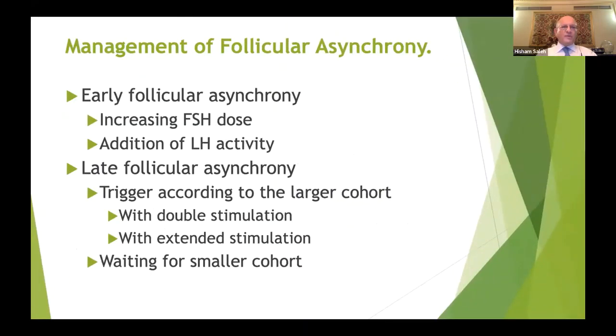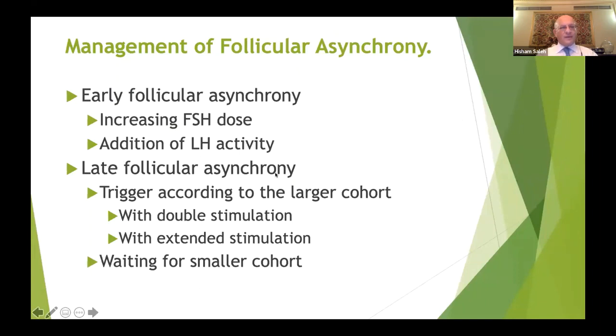So, to conclude the management of follicular asynchrony, if you diagnose follicular asynchrony early in the follicular phase, you can increase the FSH dose. Say you diagnose it on day 5 or 6 of stimulation, or you can add LH activity if you suspect hypo response or if the patient is above 35 years of age.